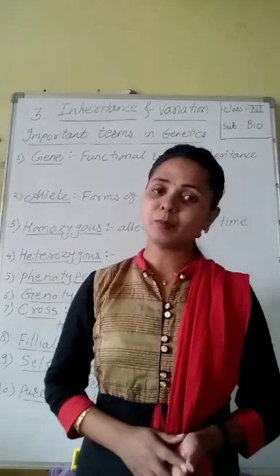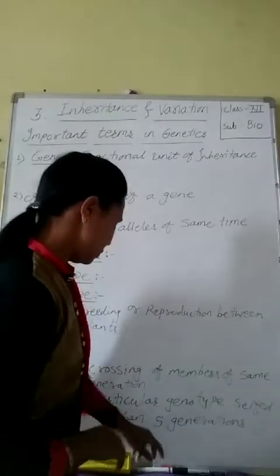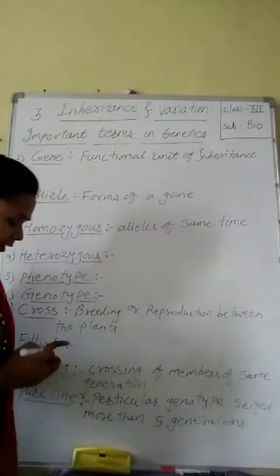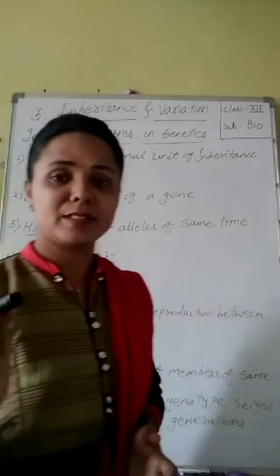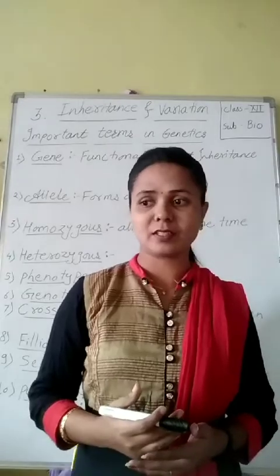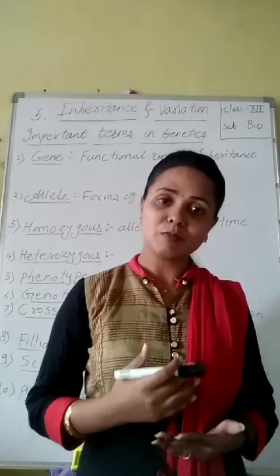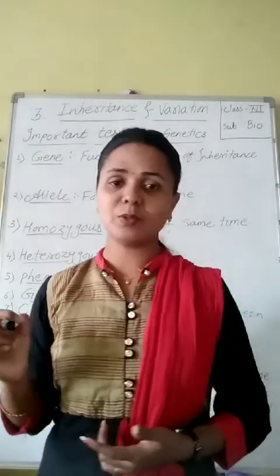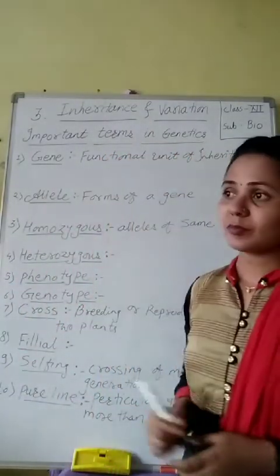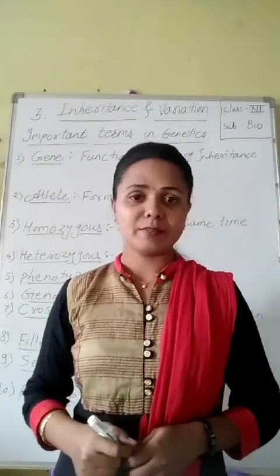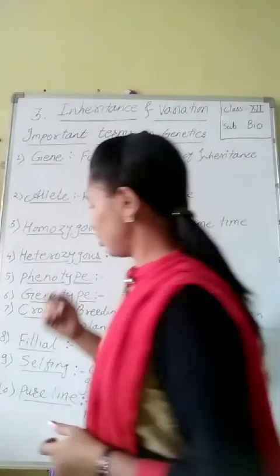The first basic important term is gene. Gene means it is the functional unit of inheritance. The gene is the basic and functional unit of inheritance. Whatever the genetic material is there, that was transferred from one generation to another generation, and the main functional unit is gene. This term was given by Johnson.